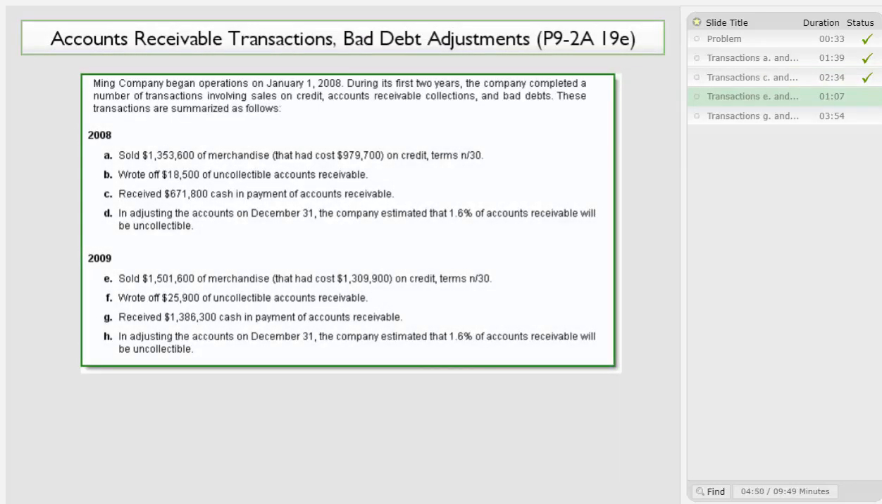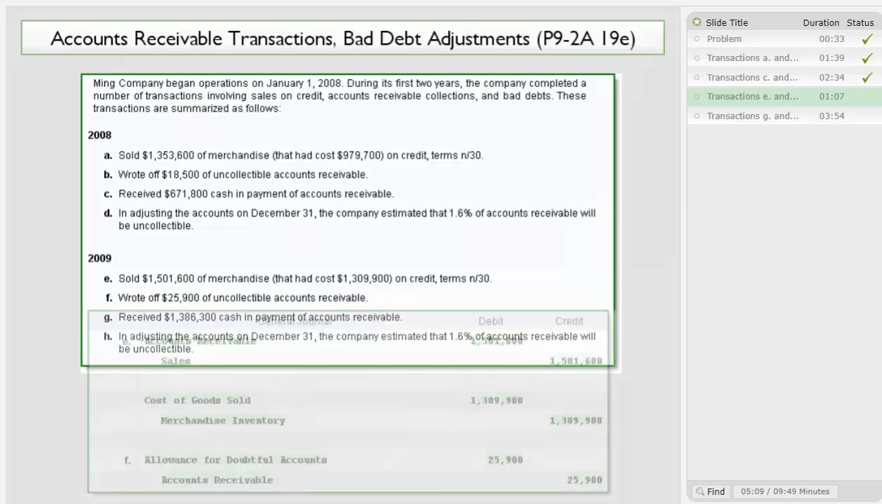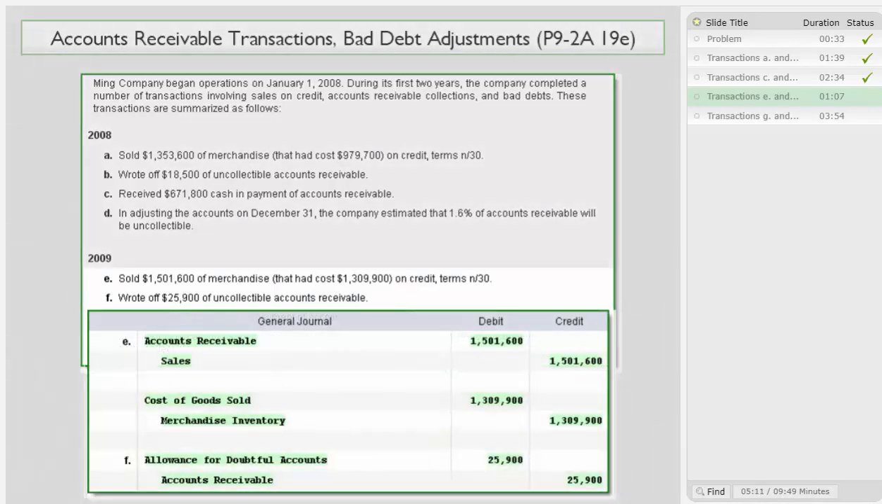Looking at the transactions for 2009, transaction E says we sold $1,501,600 of merchandise that had a cost of $1,309,900 on credit terms. On F, we wrote off $25,900 of uncollectible accounts receivable. On E, we debit accounts receivable for $1,501,600. The offset goes to sales, so we see a credit in that same amount.